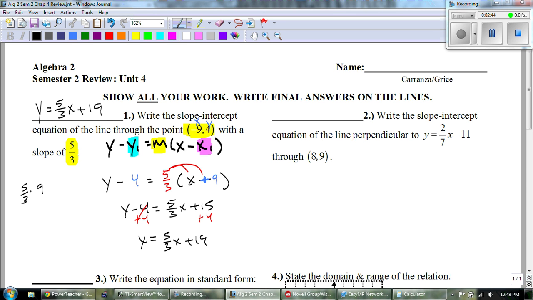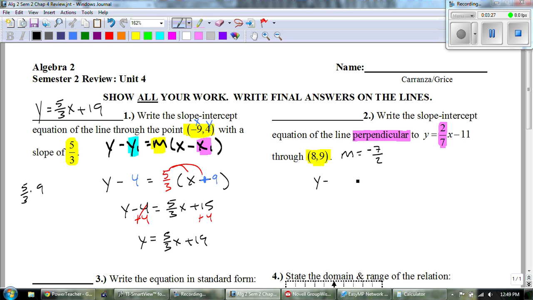Okay, now for number 2, write the slope-intercept equation of the line perpendicular to y equals 2/7 x minus 11 through 8, 9. Now, once again, they gave us a point, but did they give us a slope? Well, technically they did. They told us 2/7, but I want a line perpendicular to that. So perpendicular means opposite and reciprocal. So I'm going to steal that 2/7 and I'm going to change that to -7/2.